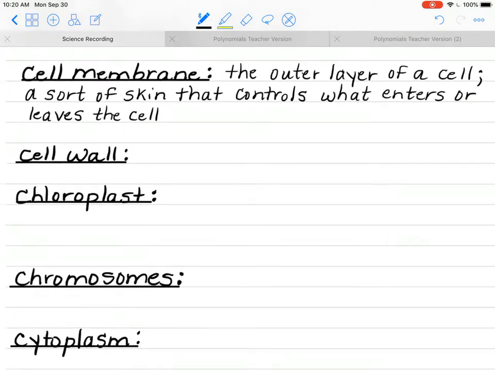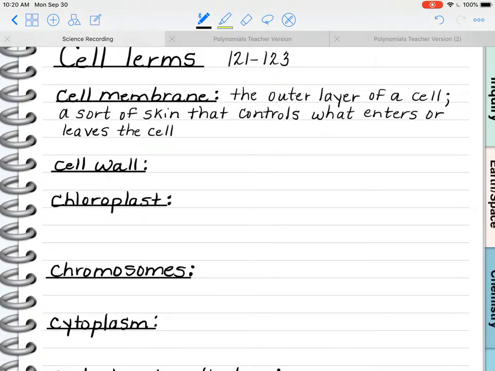Okay, a cell wall is a tough outer layer, I believe there should be a comma there because we have two adjectives together, of a plant cell. Animals do not have cell walls, and we'll talk about why that is a little bit later. But cell walls are only found in plant cells. And it's this tough outer layer that makes the cell rigid and strong so that the plant can stand upright.